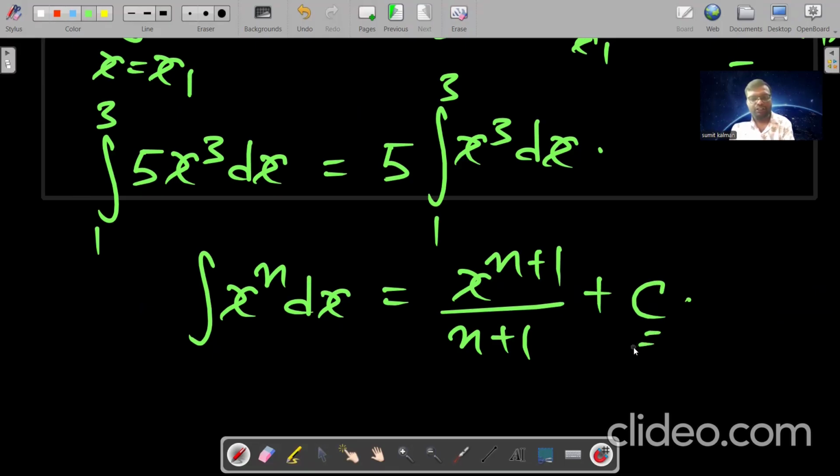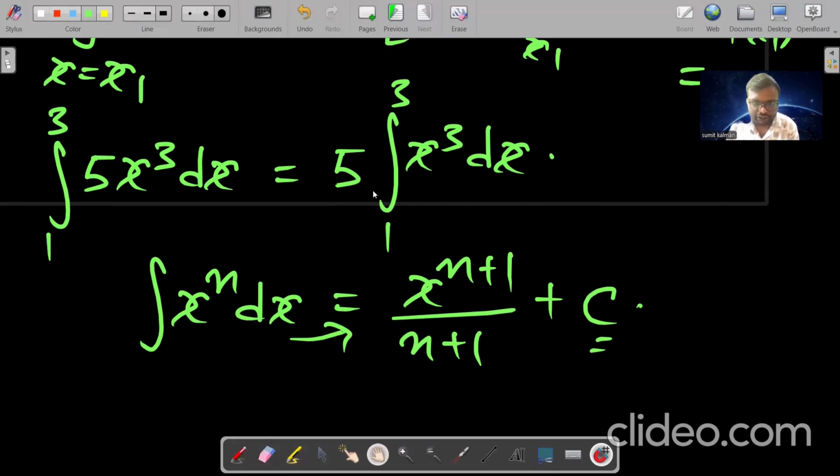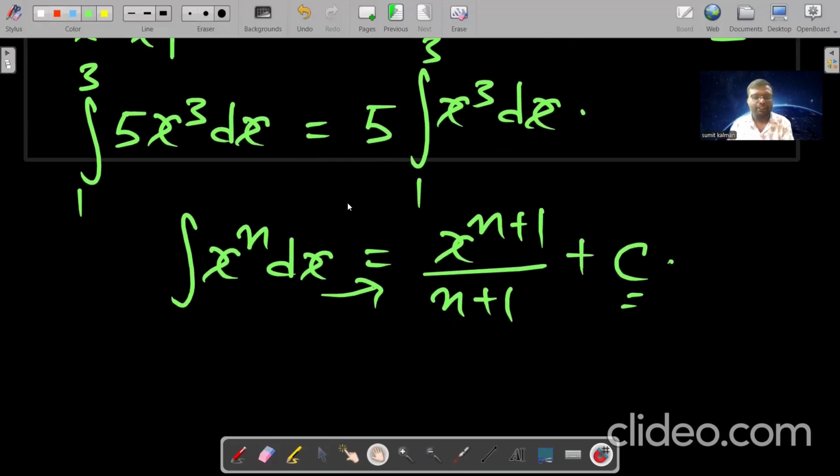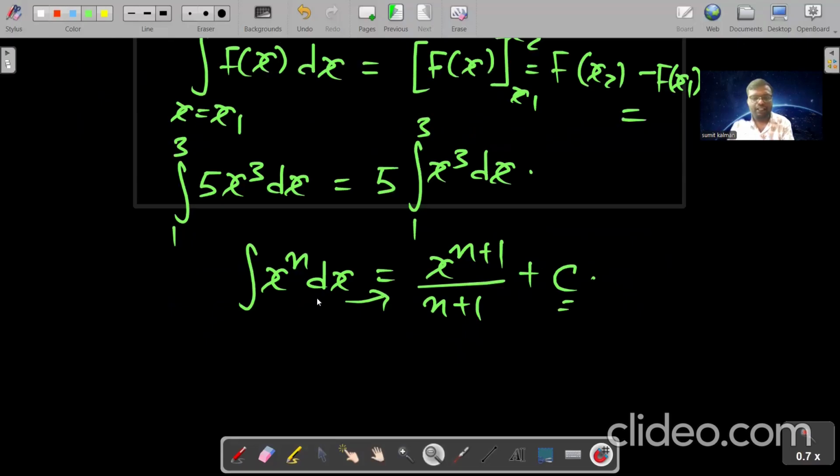C is a constant of integration if we are evaluating an indefinite integral. But students, here we are evaluating a definite integral, so we don't have to use the integration constant here. So students, compare it. Here, what is n?